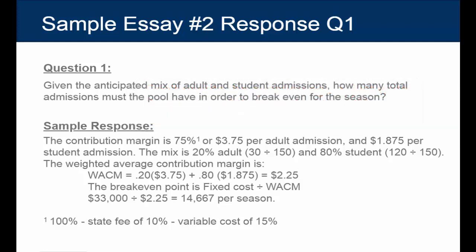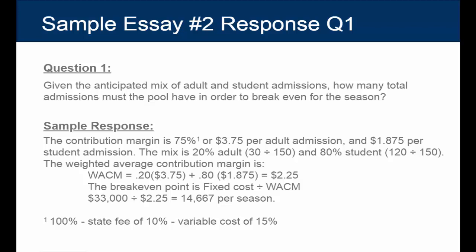Given the anticipated mix of adult and student admissions, how many total admissions must the pool have in order to break even for the season? Before we are able to answer this question, we must be clear as to what is being asked. In this essay, there are two components that we need to consider. One, the question is asking for a number of admissions that are required to break even. Two, there are two types of services, adult and student admissions. Therefore, there is a mixed component to keep in mind.